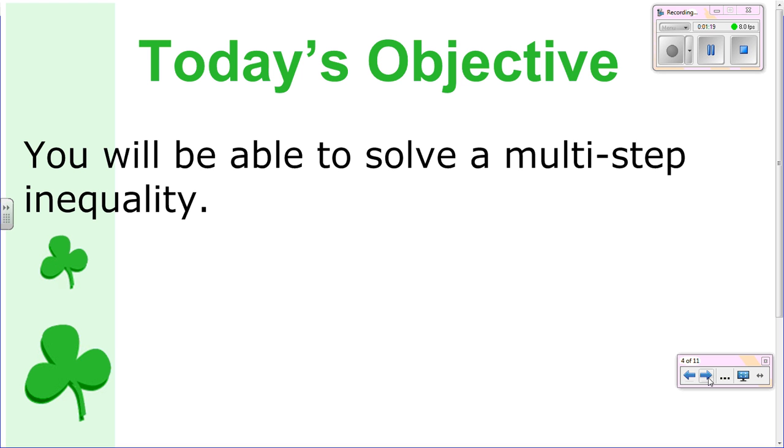Today's objective, you will be able to solve a multi-step inequality. Now some of these are only going to have like 3 steps. Others will have 4 or 5 steps. It all depends on the problem. I'm also going to want you to graph them too. So it's important to go back to that Unit 2, and if you struggled on that, to look over those notes so that you know what you should do for this.